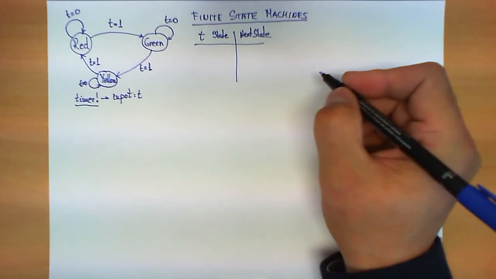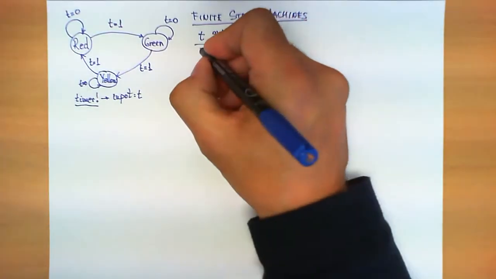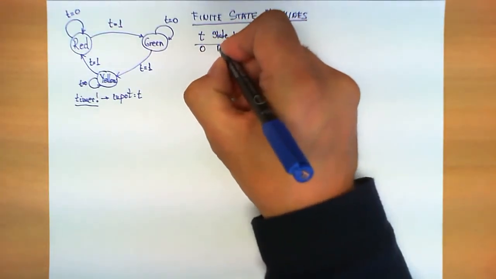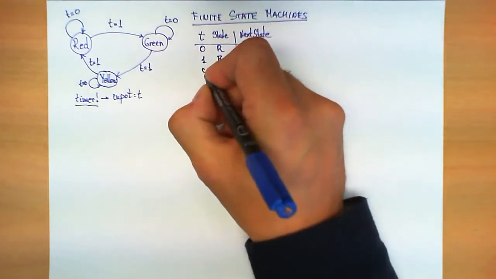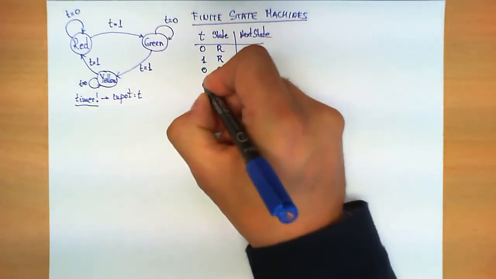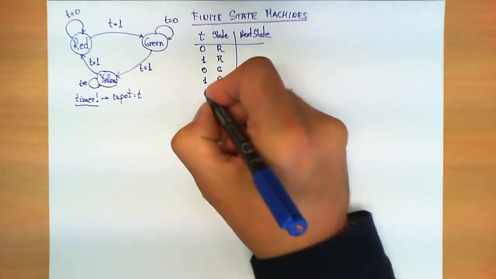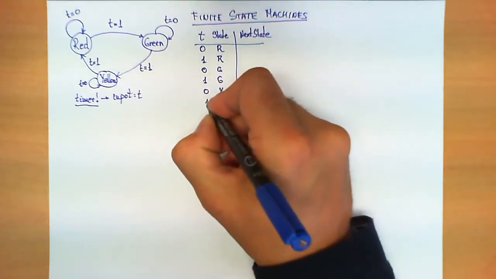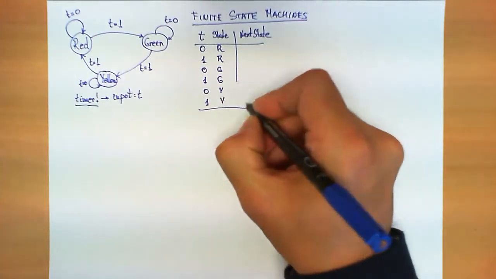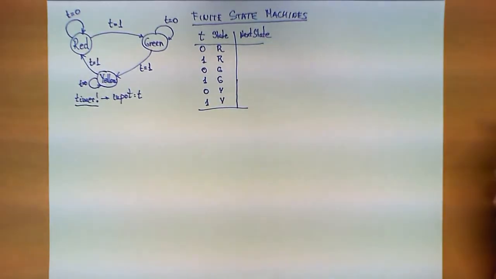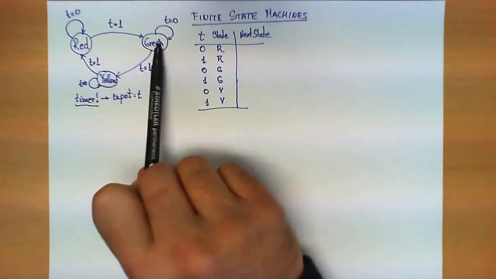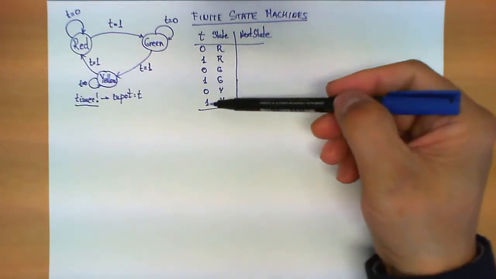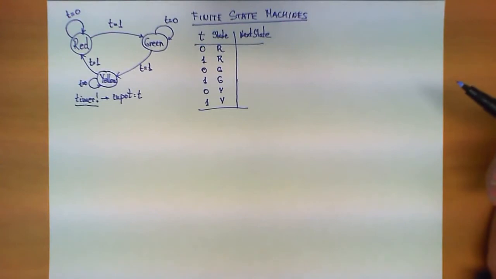And in this case, we have 6 combinations. t is 0 and we are in a red state, t is 1 and we are in a red state, t is 0 and we are in green, 1 and we are in green, and 0 and we are in yellow, and 1 and we are in yellow. So these are the 6 possible combinations we have between the states, which are red, green and yellow, and the possibility of 2 values in the input.